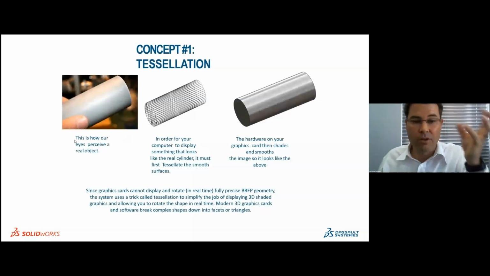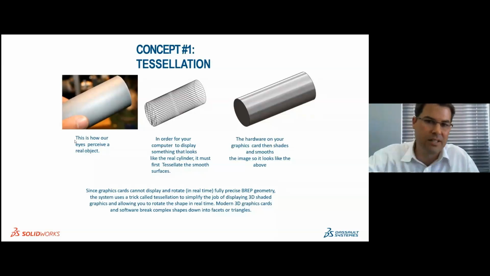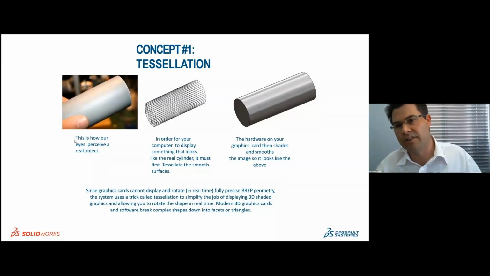Your object looks like that in real life, but actually it's not really a full B-rep model. It's a little trick called tessellation. Your actual cylinder that you draw in SOLIDWORKS is made up of hundreds, or sometimes hundreds of thousands, of little triangles put together. Your graphics card then shades and smooths that over so that it looks nice and round, like the one on the right-hand side.